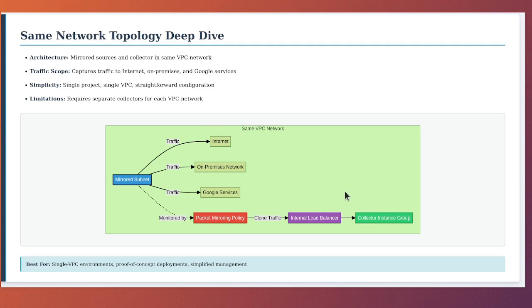However, this topology has limitations. If you have multiple VPC networks or multiple projects, you would need separate collector infrastructures in each VPC, or you would need to implement one of the more advanced topologies we'll discuss in upcoming slides. For single VPC environments or proof-of-concept deployments, though, the same network topology is often the best choice.